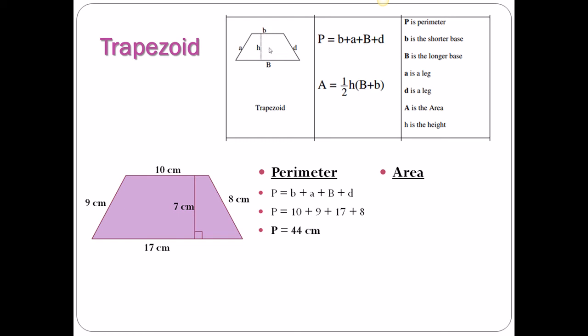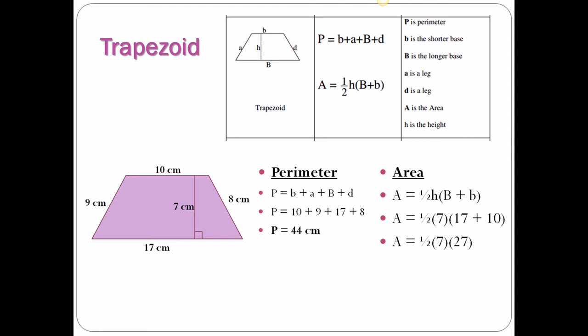A base, again, are just these parallel sides. So let's substitute in. My h is 7. And when you have a fraction or a number next to a letter, again, it means to multiply. So I have half of 7 times the sum of 17 plus 10. And order of operations will tell you to work out what's in parentheses first. And 17 plus 10, we've got 27.